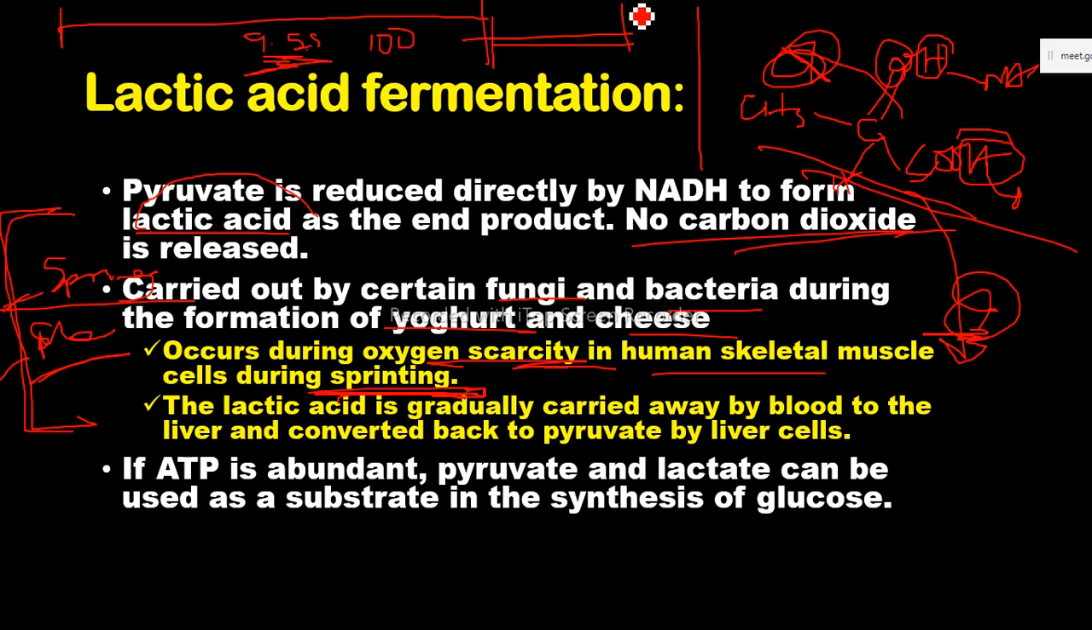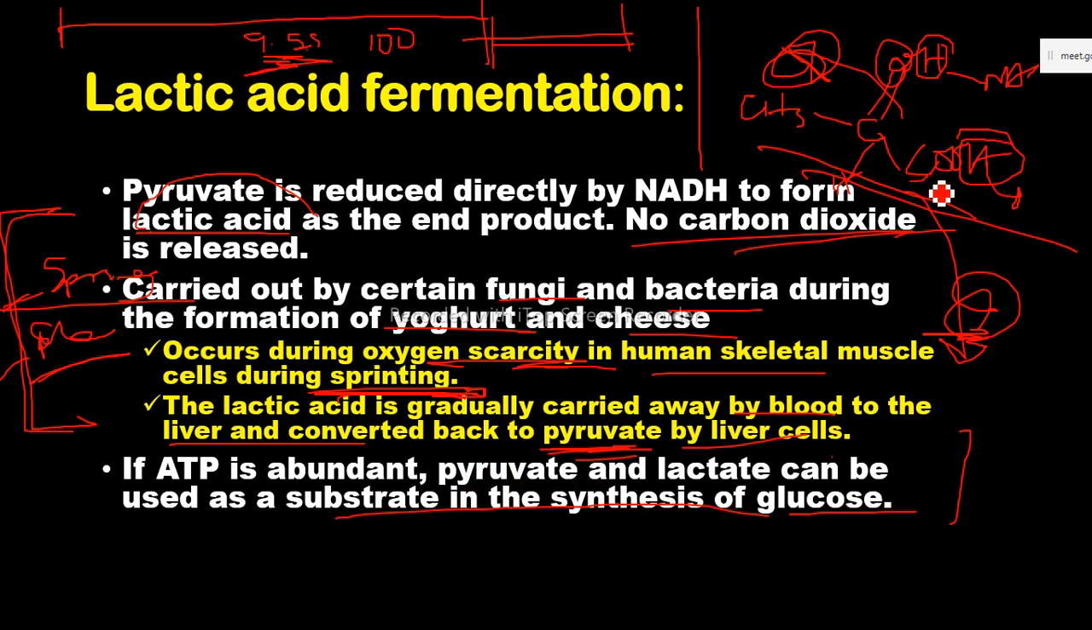Okay? And find out. So the lactic acid is gradually carried away by blood to the liver, where it is converted back to pyruvate, which is what I've been talking about, by the liver cells. And then they are respired. If ATP is abundant, then pyruvic acid and lactate can be used as a substrate in synthesis of glucose. If you have enough ATP, if you convert back your pyruvic acid, then you can use these to form the glucose back in the liver cells.